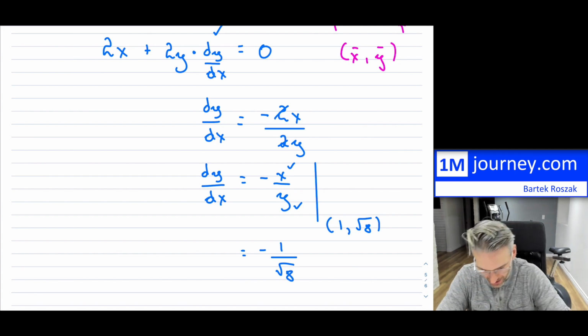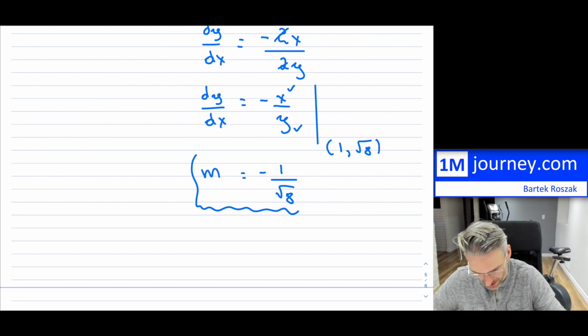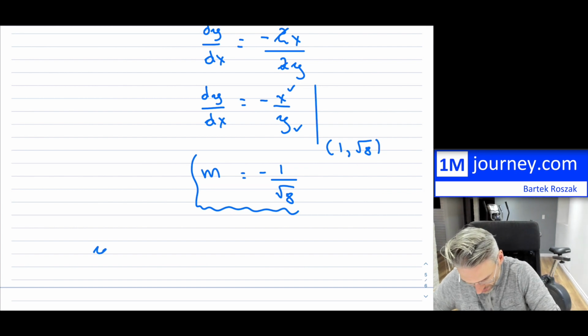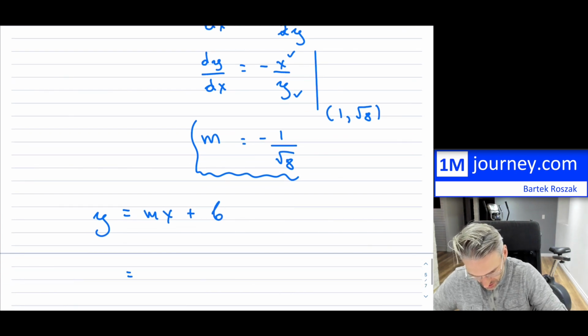And that is my, I'm going to put m for the slope of my line. Since they're asking us for the equation of the line, that's not really difficult either, because y is equal to mx plus b. That's the equation of the line. We've just found the slope, so that's going to be that.